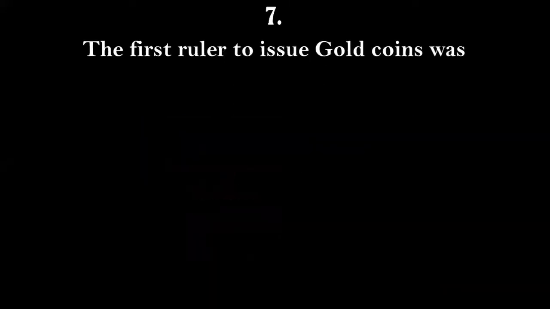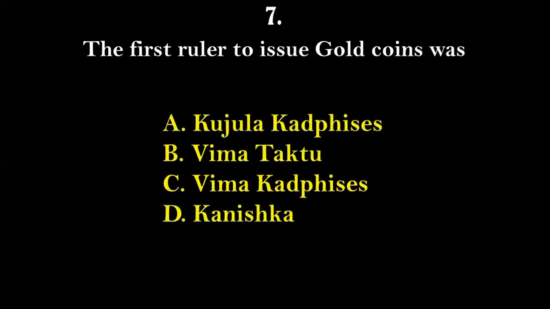Question number 7. The first ruler to issue gold coins was Gujula-Gatvasis, Vimataktu, Vimagatvasis, or Kanishka. And the right answer for this will be option number C, that is Vima Gutfasis. Now at the same time, we should also keep in mind that the first ruler to issue gold coins in India will be the Indo-Greek rulers. But here, if the question is being asked particularly on the Kushan Dynasty, then the first ruler to issue gold coins within the Kushan Dynasty will be option number C, that is Vima Gutfasis. We should not get confused with the issuing of gold coins in Indian history.